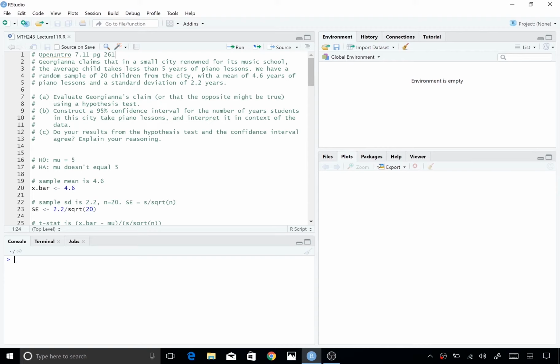I'm going to perform a t-test using this example from the book. Georgiana claims that in a small city renowned for its music school, the average child takes less than 5 years of piano lessons. We have a random sample of 20 children from the city with a mean of 4.6 years of piano lessons and a standard deviation of 2.2 years. Evaluate Georgiana's claim, or that the opposite might be true, using a hypothesis test.